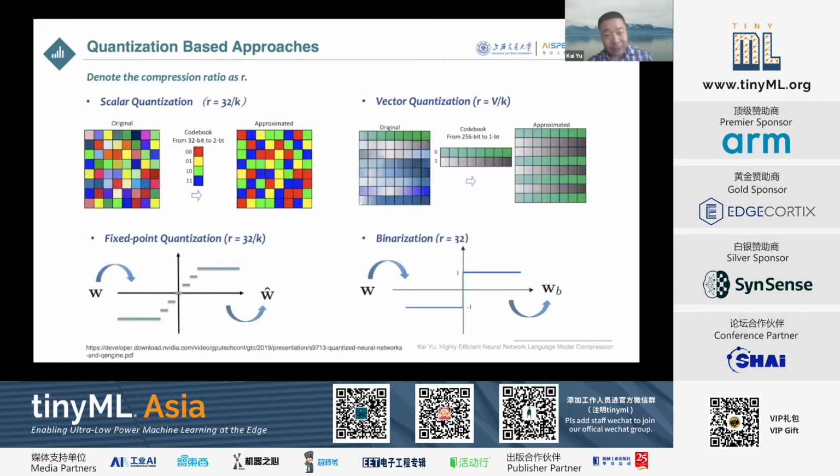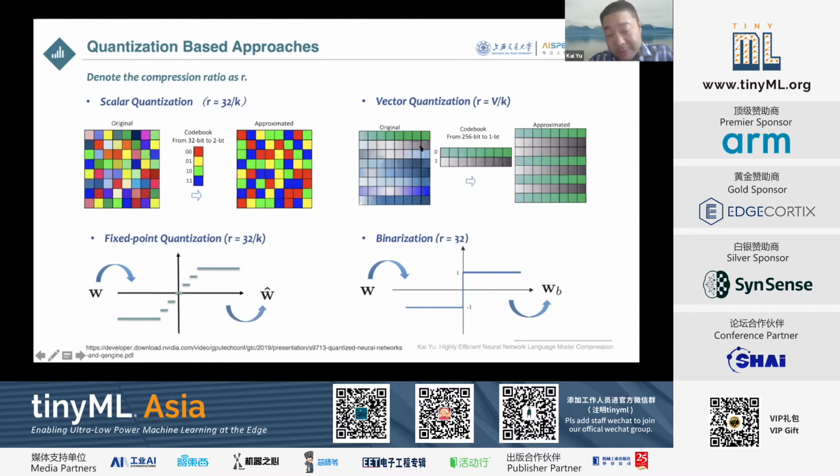Those are not very efficient. Actually, for embedded devices, the most efficient ways are always quantization based, or at least you have to use quantization combined with other approaches. So let's see the quantization based approaches. One very naive method is to do scalar quantization. Basically, in this example, we convert 32-bit float into a 2-bit integer. So we can get the compression ratio of 32 divided by k. This k here is 2.